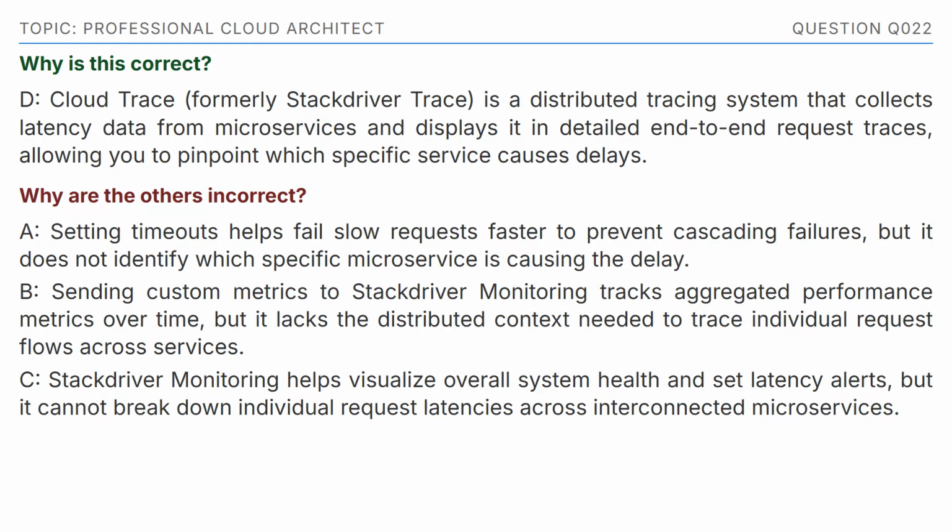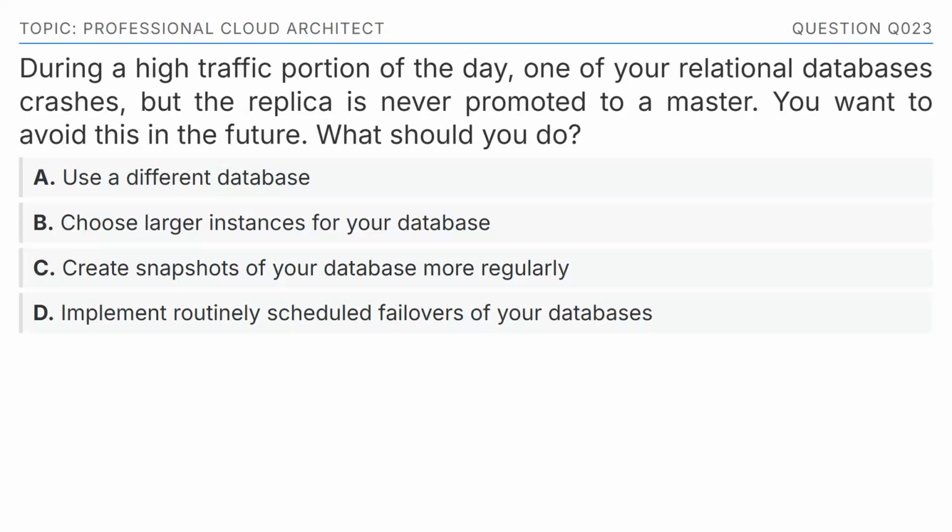During a high-traffic portion of the day, one of your relational databases crashes, but the replica is never promoted to a master. You want to avoid this in the future. What should you do? The options are: Option A, use a different database. Option B, choose larger instances for your database. Option C, create snapshots of your database more regularly. Option D, implement routinely scheduled failovers of your databases.